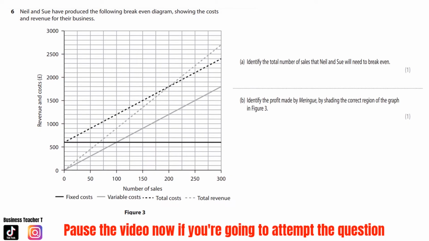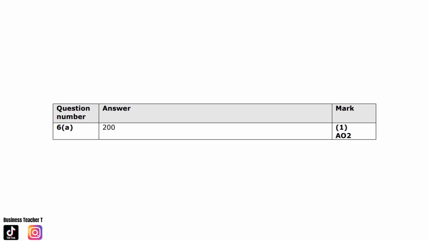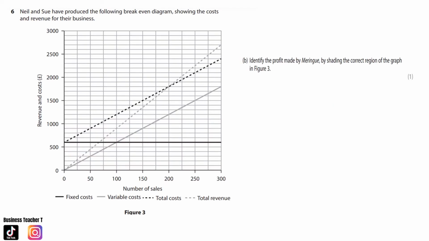We'll take a look at the answer to this question. Identify the total number of sales that Neil and Sue will need to break even. The answer is 200. The next question was identify the profit made by meringue by shading the correct region of the graph in figure 3. And here's the answer.